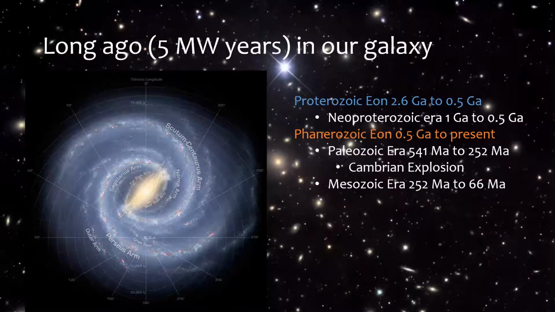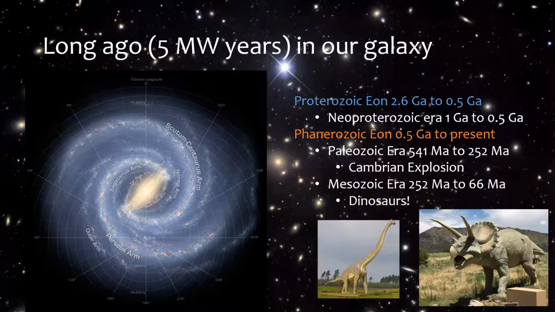From here, we enter the Phanerozoic Eon of Earth's history, which we are still in. This period comes with an explosion in the diversity of life and features my 7-year-old's favorite animal ever, and who can blame her? Dinosaurs.